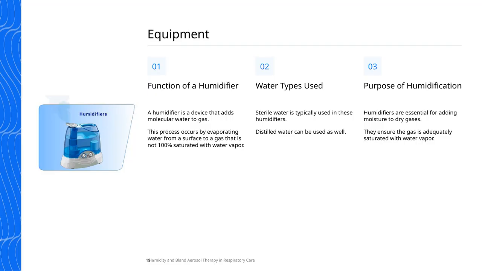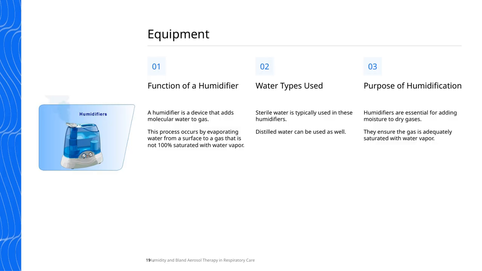Humidifiers are essential tools in respiratory care because they add moisture to dry gases, which is crucial for patient comfort and airway health. They ensure that the gas we deliver is properly saturated with water vapor, helping to prevent drying out of the respiratory passages. Typically, sterile water is used in these humidifiers to maintain a sterile environment and reduce the risk of infection. However, distilled water can also be used if sterile water isn't available.